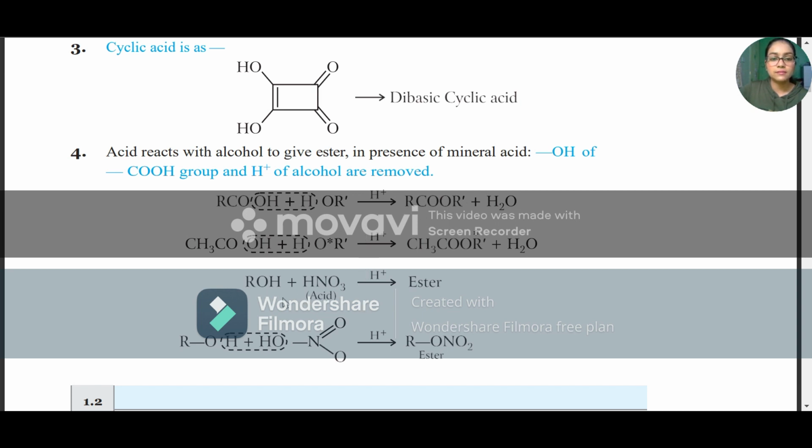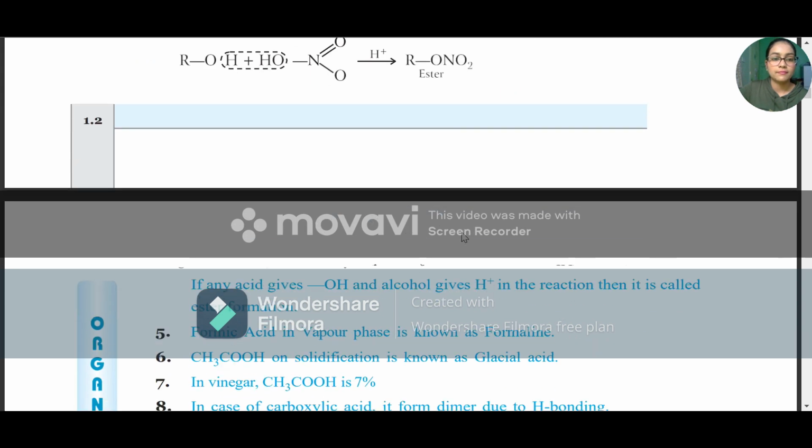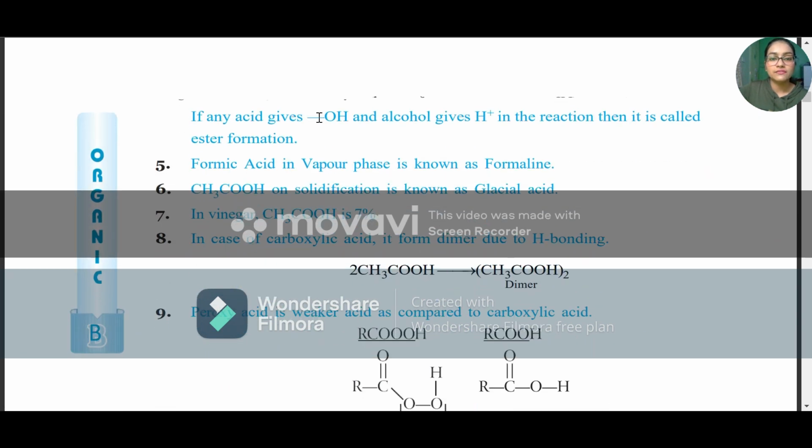Similarly, with mineral acid also we get an ester. This H+ is from the mineral acid and this is the alcohol; this acid, the carboxylic acid, can be a mineral acid also. So that will give an ester. So this is an open structure diagram. So we get an ester. Now if any acid gives OH and alcohol gives H in the reaction, then it is called ester formation. It can be any mineral acid or carboxylic acid.